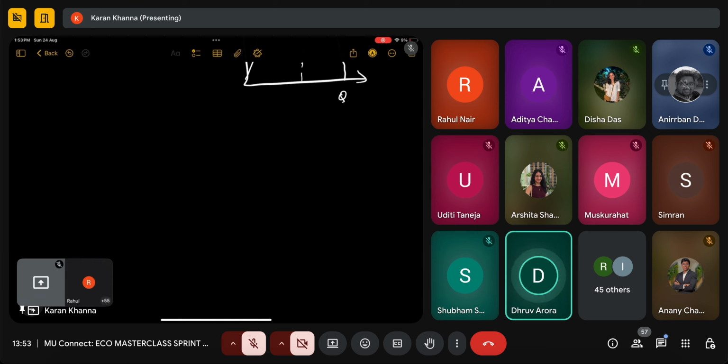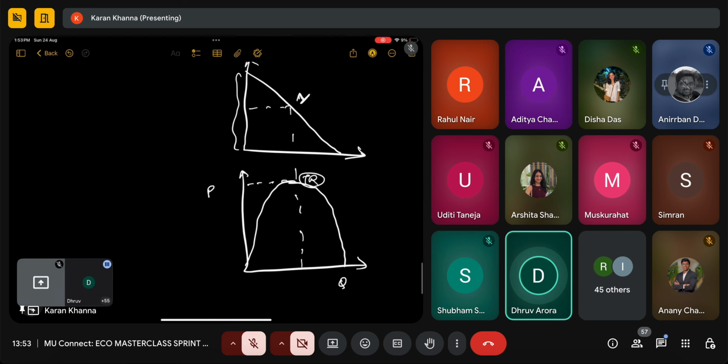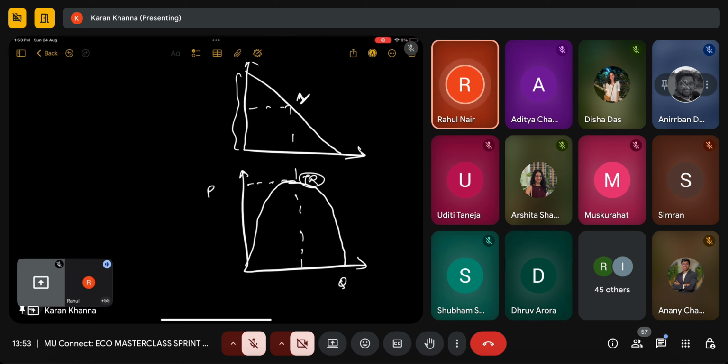Rahul, along with elasticity, we've covered revenue maximization here. Can we also cover profit maximization once? Profit maximization, it's better that I cover that along with the cost curves. Profit maximization is nothing but when MR is equal to MC. Once we do the cost curves, it's better that we cover it there. Got it, sir.